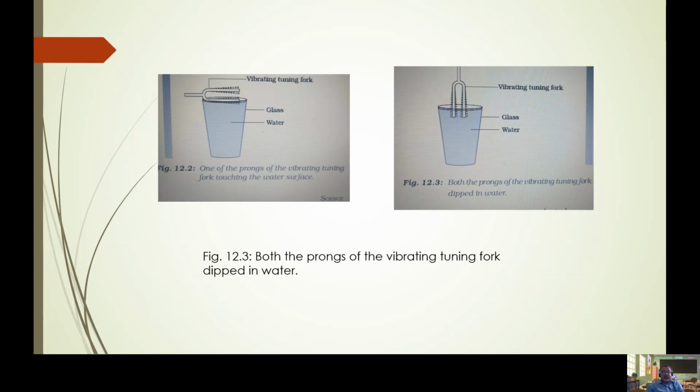Just look at these two images. You have the prongs, and when the tuning fork is vibrating, the sound waves go into the water from the air medium to the liquid medium and then to the glass medium. So it propagates through air, water, and also the tumbler.